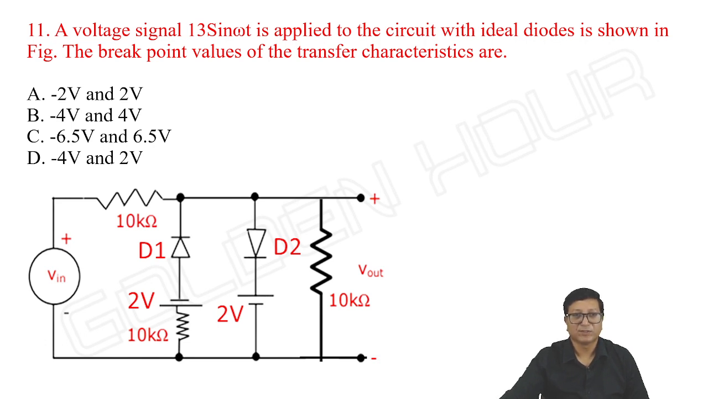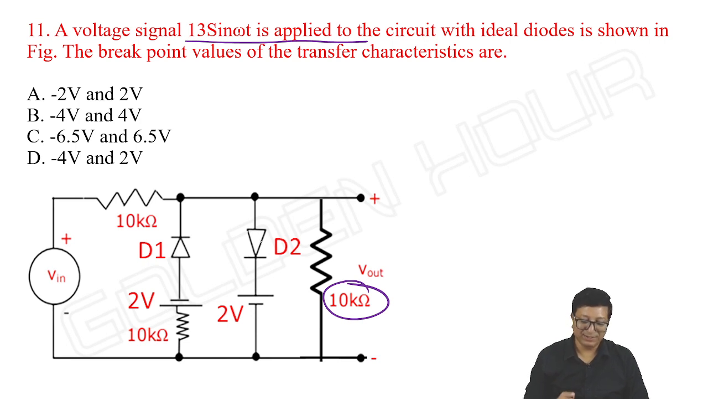See this. A voltage signal 13 sin omega t is applied to the circuit with ideal diodes as shown in the figure. The breakpoint values of the transfer characteristics are? What about the breakpoints in this particular case? See, here some 10K is given, nothing else. Instead of 4 and minus 4, it is minus 2 and plus 2 volts. We know all those cases. So case 1, D1 on, D2 off.